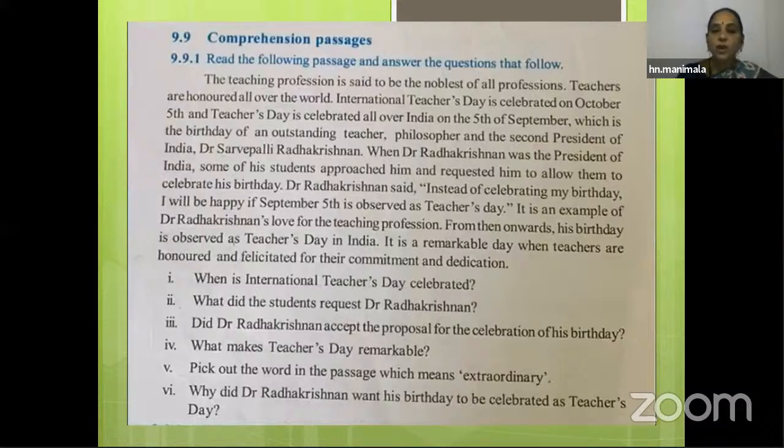Now, here are two comprehensions. The teaching profession is in exercise 9.9. One paragraph is given here. The teaching profession is said to be the noblest of all professions. Teachers are honored all over the world. International Teachers' Day is celebrated on October 5th, and Teachers' Day is celebrated all over India on the 5th of September, which is the birthday of an outstanding teacher, philosopher, and the second president of India, Dr.